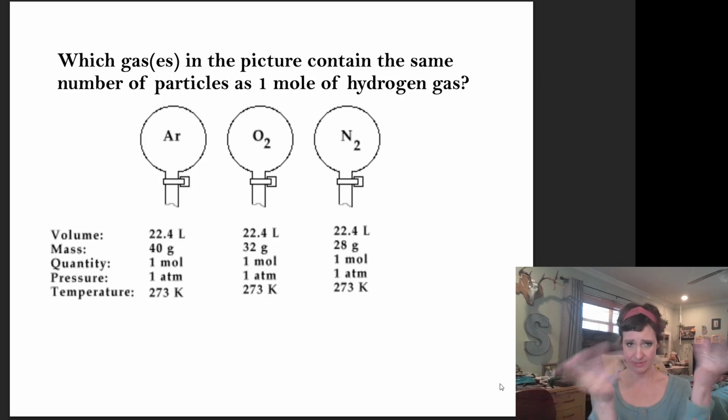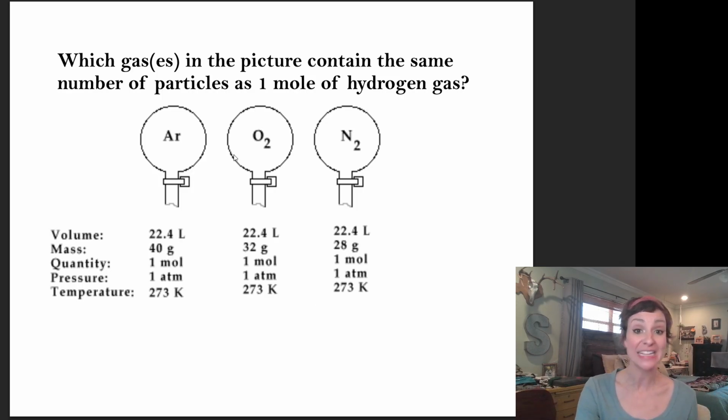I have 3 different gases. It looks like I have argon gas, I have oxygen gas, I have nitrogen gas, right? And they're giving me some information about the gases' volumes, masses, quantity, meaning the number of particles, and pressure and temperature. It says which gases in the picture contain the same number of particles as 1 mole of a hydrogen gas would. You're like, what are you even talking about here?